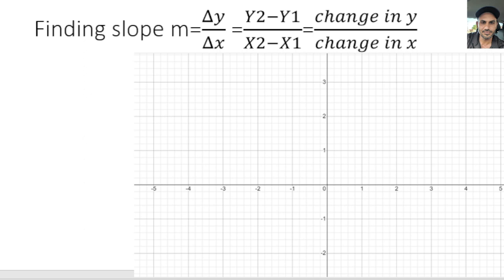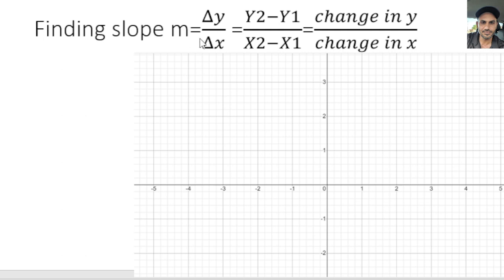So let's take a look at this first row where we say that the slope is defined as the ratio between change in y and change in x. So if you divide the change in y with change in x, that will give you the slope of the line or the segment that involves those 2 points.